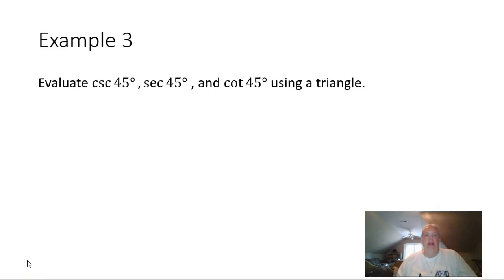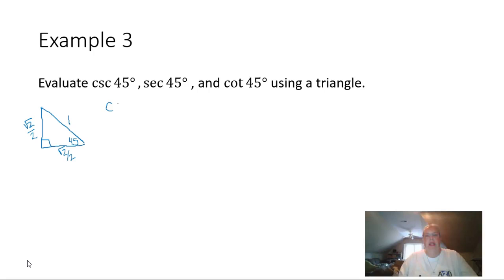Example 3. Evaluate the cosecant of 45 degrees, the secant of 45 degrees, and the cotangent of 45 degrees using a triangle. All right, so let's draw our triangle. And we'll put our 45-degree angle down here. Now, from the unit circle, we know that the coordinates of our triangle are square root of 2 over 2 and the square root of 2 over 2. And of course, we know the hypotenuse to be 1.